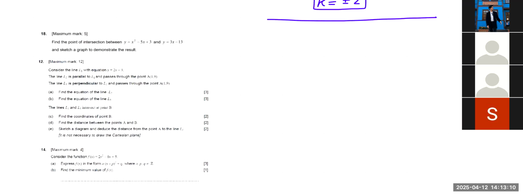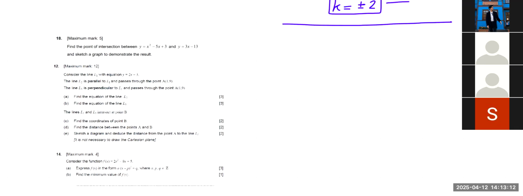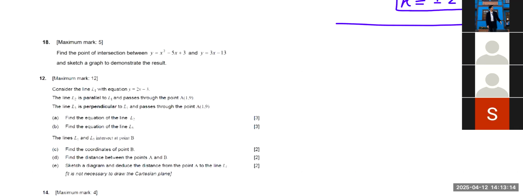So remember, golden rule, okay? Whenever someone gives you two equations and says find their intersection points or find when they meet or find when they're equal, simply set them equal to each other, okay? That's literally it. We set them equal to each other. Now, this is a quadratic.